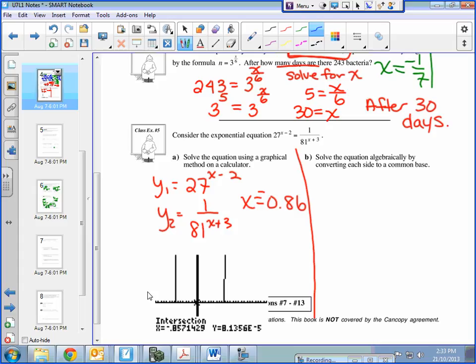Okay, so we're going to try to solve this algebraically. 27 and 81, we want to write them both to the same base. You're going to have to figure this out, okay? Yes, it's going to be 3. If you don't know, it's okay, on an exam it'll probably be fairly obvious.